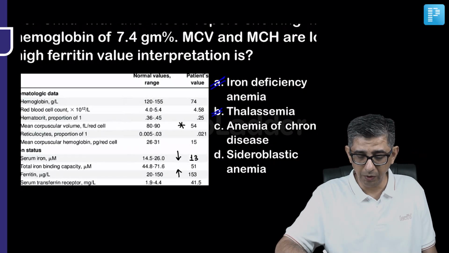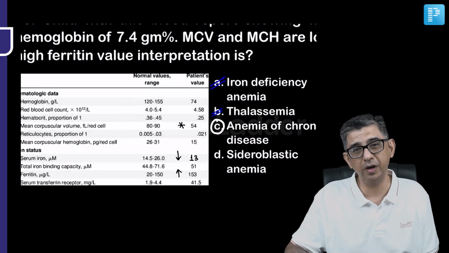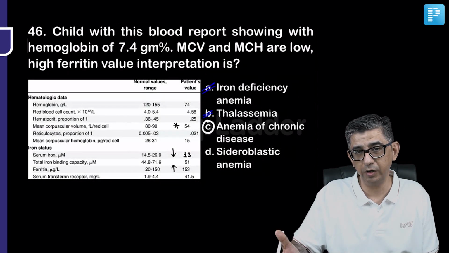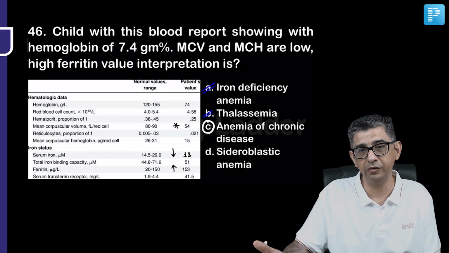If you go through the table, I have already explained it in the routine videos. In iron deficiency anemia, iron and ferritin both are low. In sideroblastic anemia, iron and ferritin both are elevated. So that leaves you with only one combination to be answered: less serum iron and elevated serum ferritin.